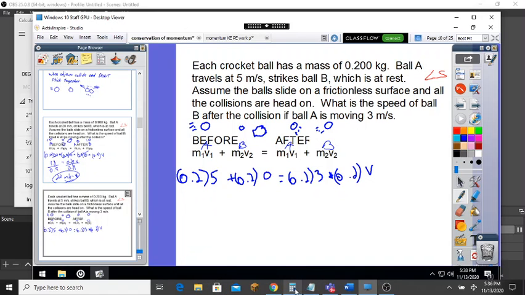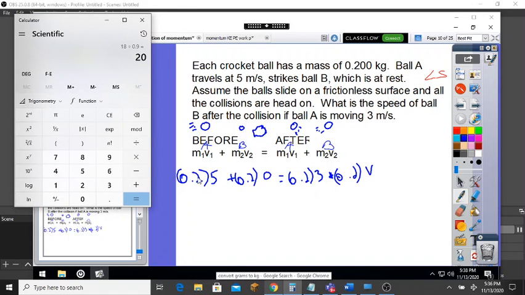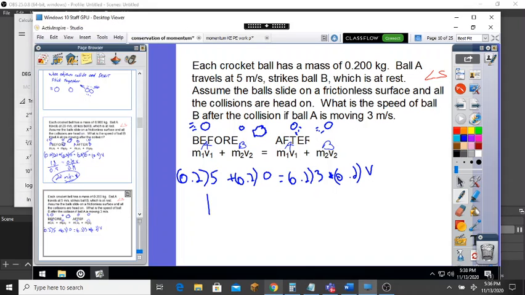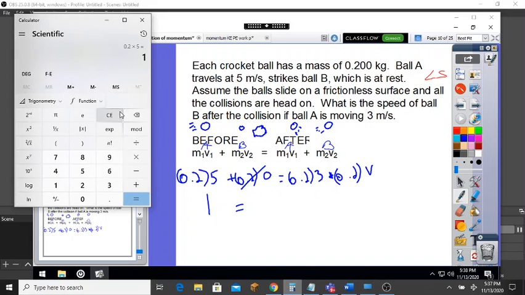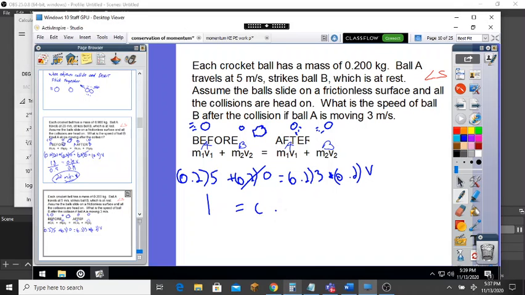Now it's just working out each little problem at a time. So we're going to do 0.2 times 5, which is 1. 0.2 times 0 is 0. 0.2 times 3 is... that's not right, is it? 0.2 times 3 is 0.6. And we have 0.2v. Okay.